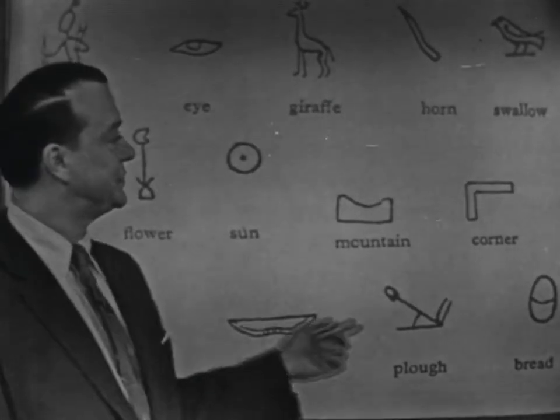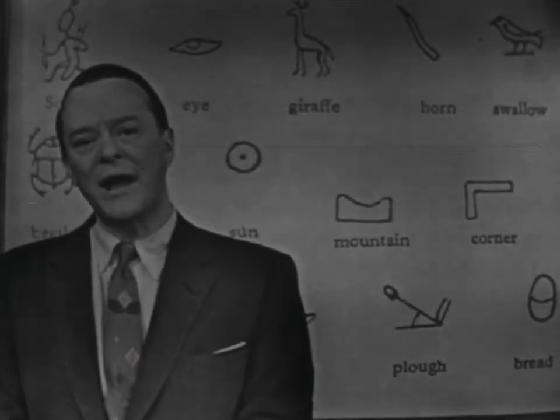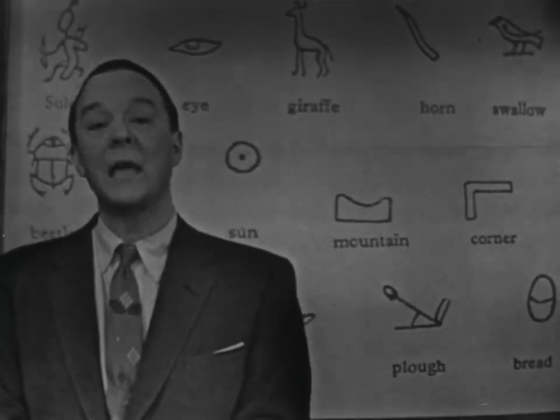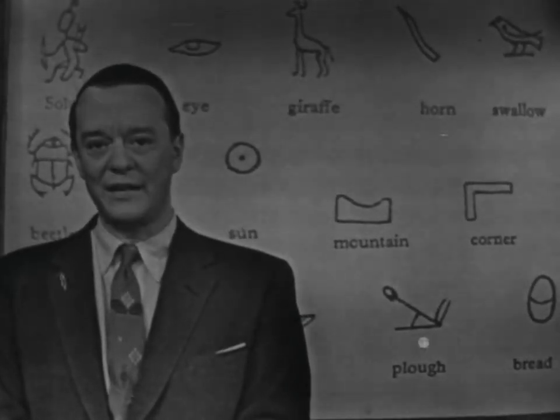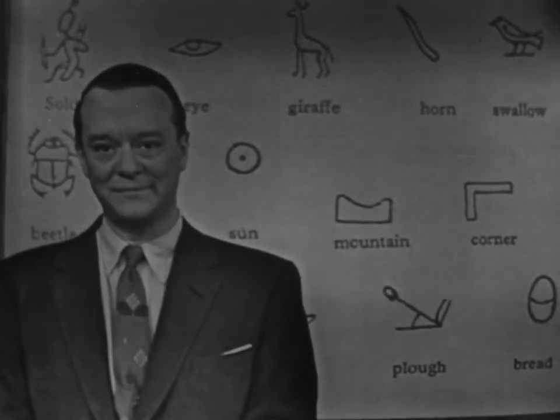These are hieroglyphics. They're a part of the writing system used by the ancient Egyptians at the very dawn of history. In just a moment, we're going to show you how symbols like these developed into the alphabetic writing system that we have today.